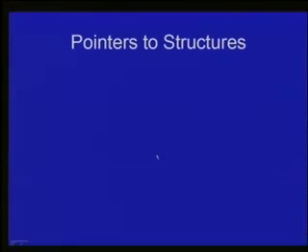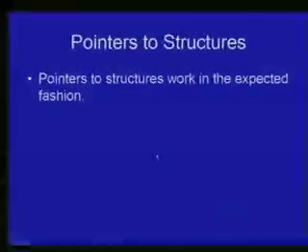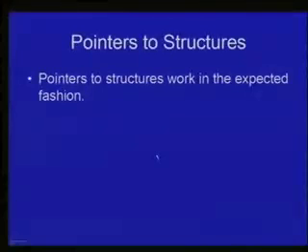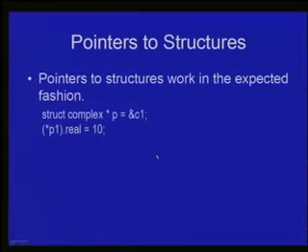We can also of course have pointers to structures, just like we can have pointers to other kinds of variables, and these pointers to structures work in the same ways that pointers to other kinds of variables work. So for example, suppose we have a variable C1 of type struct complex, and what we are declaring here is a variable P which is of type struct complex star, and what that means is that P has a type which is a pointer to a struct complex.